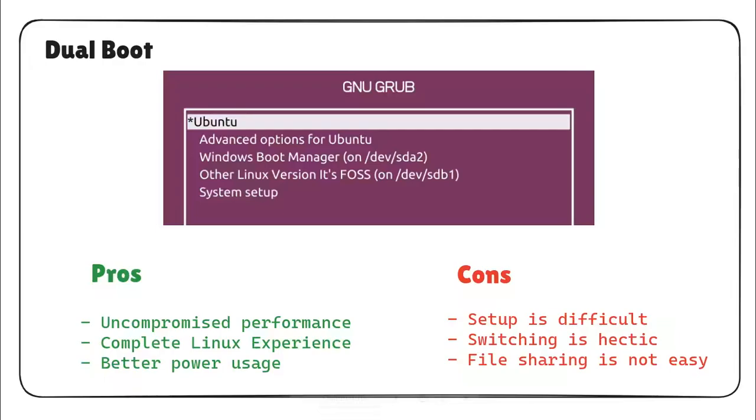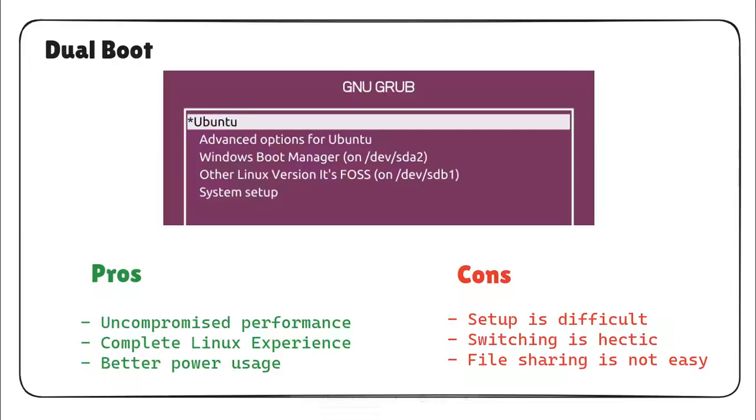And the second one being complete Linux experience. It's like the pure form as I have explained, while in the case of virtual machines and the other methods there will be involvement of other software in between. So in the case of dual boot, even if you are working at a low level, you will get the best stability. Your system won't break, your system won't crash. The third one being better power usage. Since the resource usage will be optimal and minimal, as you are only running one operating system, there will be efficient power usage.